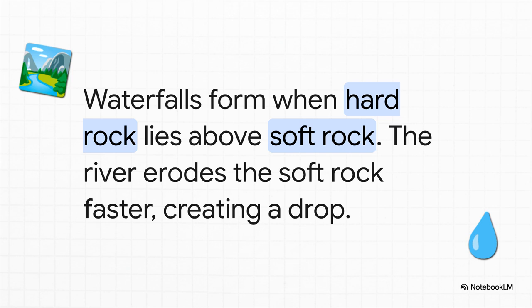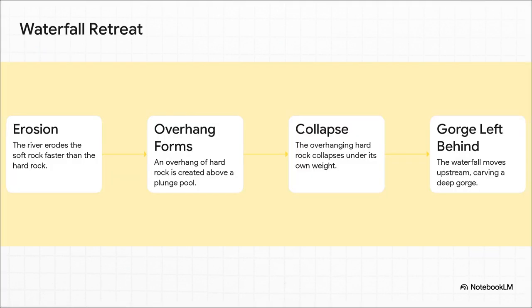And the recipe for a waterfall is actually pretty simple. All you really need is for a river to flow over a tough, resistant layer of rock that's sitting on top of a much softer, more easily eroded layer of rock. The cool thing is, a waterfall isn't just sitting there. It's a dynamic feature that's constantly on the move.